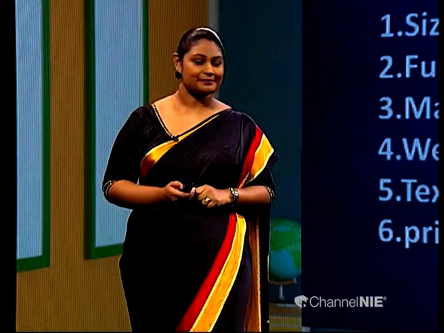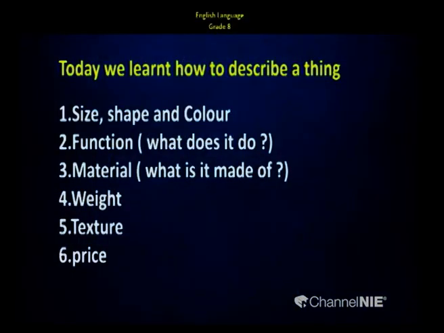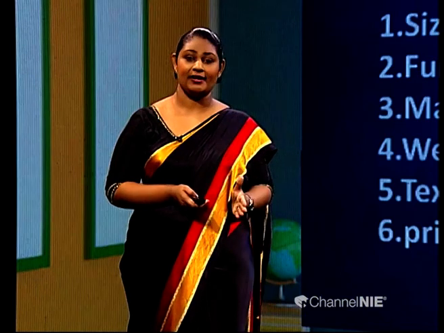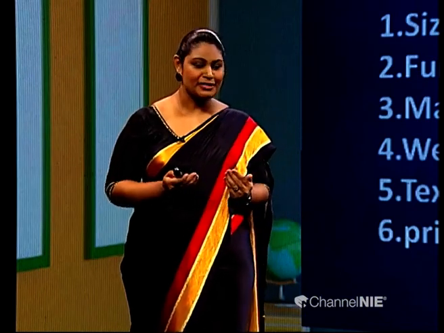Yes, first they have to describe the size, shape and color. And then they have to describe the function, or what it does. And then they have to describe the material, that means what it is made of. And then the weight of the object and the texture of the object, that means whether it is smooth or rough. And lastly, you have to mention the price. That's right. So stick to these details as well and write your own descriptions at home.